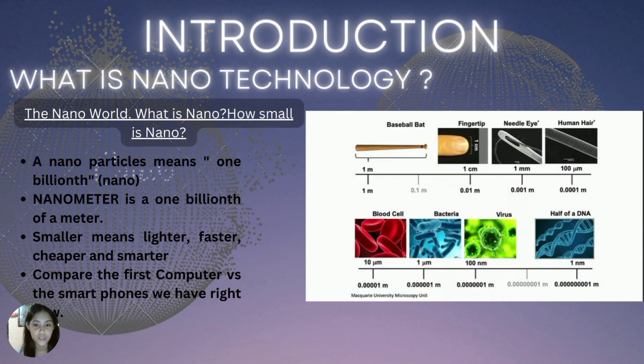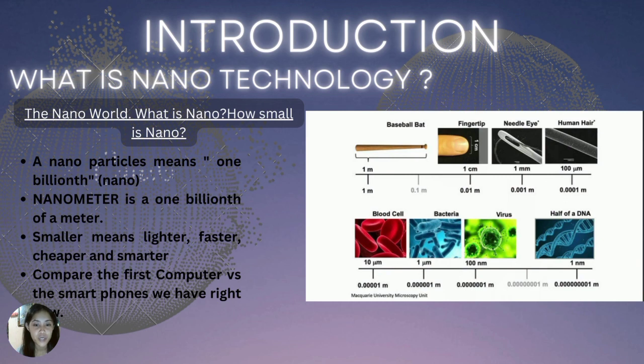To have a clearer view of what nanotechnology is, let us view this figure beside the definition on the screen. First is the baseball bat, with a length of 1 meter. When we divide the length of this baseball bat into 10, we get the size of our fingertip, which is 1 centimeter.